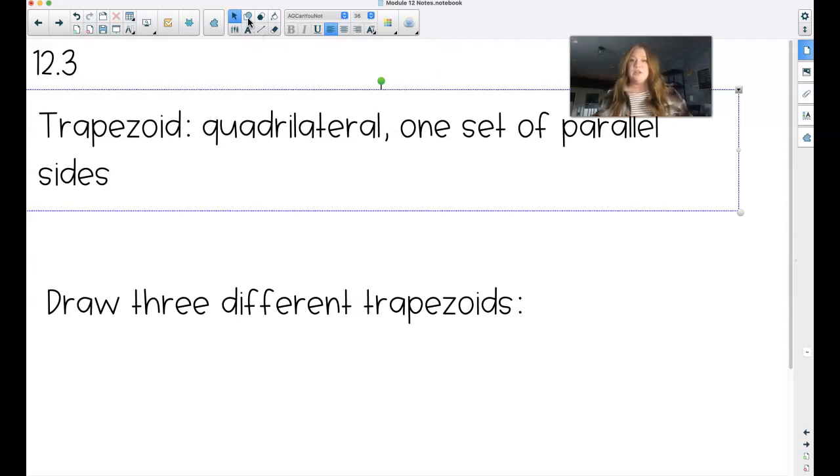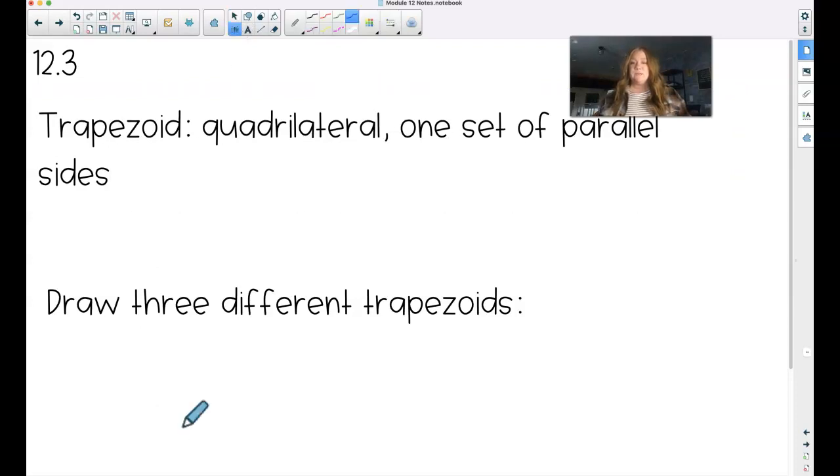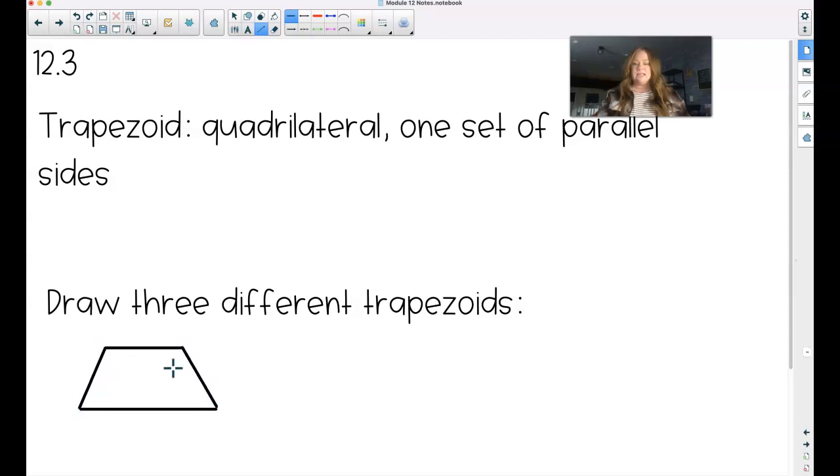So usually when we think of trapezoids, we think of a shape that looks something like this. Let me grab a line tool here. So it has the top and the bottom that are parallel, right? If I could extend these, they would never touch, but then the sides would end up intersecting.